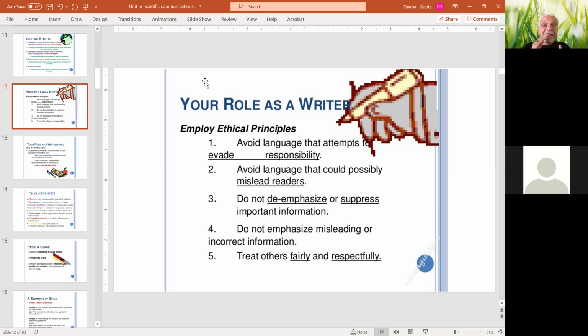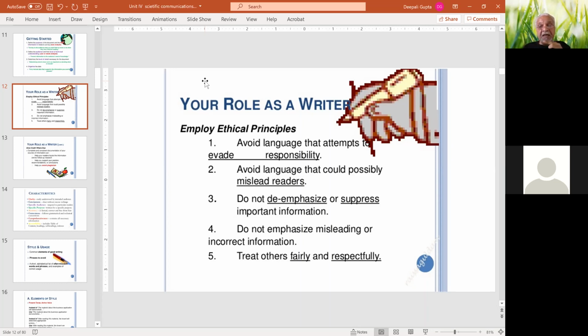Two, the language which you are using, again, this is all about how you are putting things in the document. First, own the responsibility. Second, use language in the document which should not mislead the readers. It means the language which you write should not mislead the readers. Your message should go to the readers very clearly.